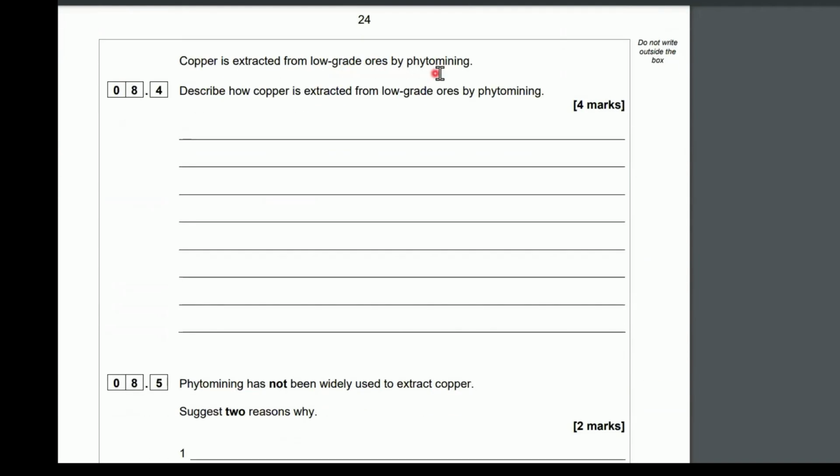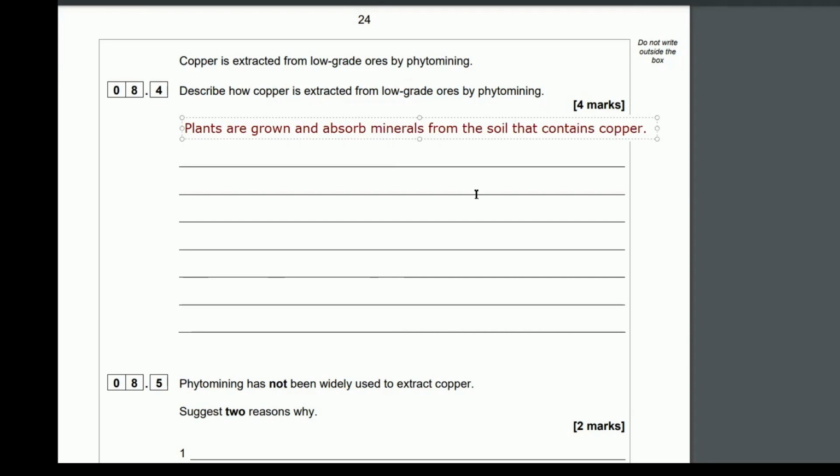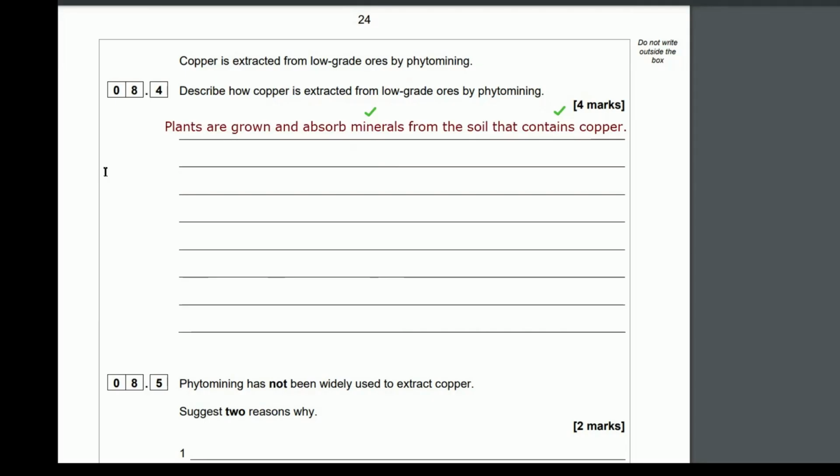Copper is extracted from low-grade ores by phytomining. Describe how copper is extracted from low-grade ores by phytomining. Right, so phytomining: plants are grown and absorb minerals from the soil that contains copper. So that is two lovely marks. Phyto means plant, so mining using plants. So plants absorb those minerals from the soil that contain copper. Okay, you probably get a mark for the word plants. What do we want to do? The plants are then burnt. I know, pretty mean on the plants, eh?